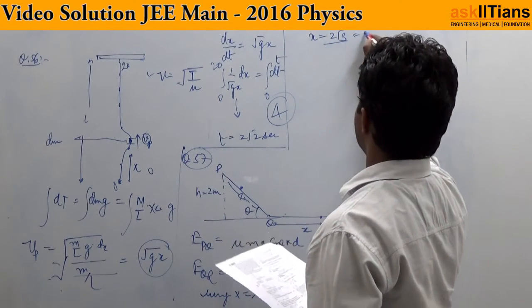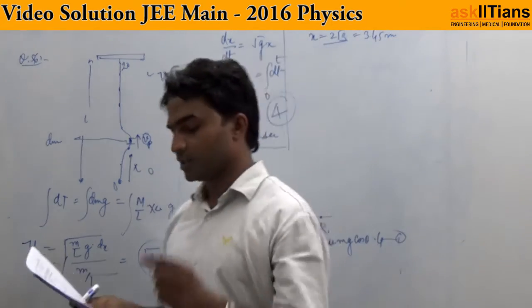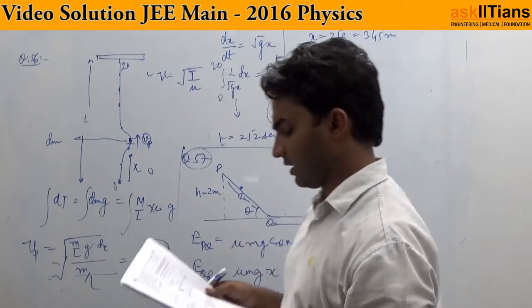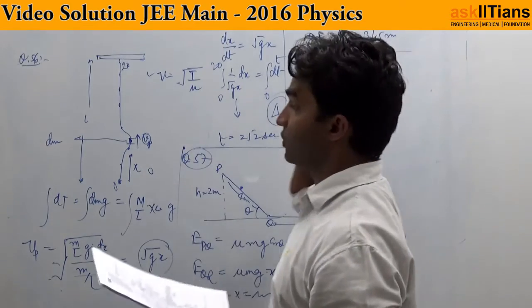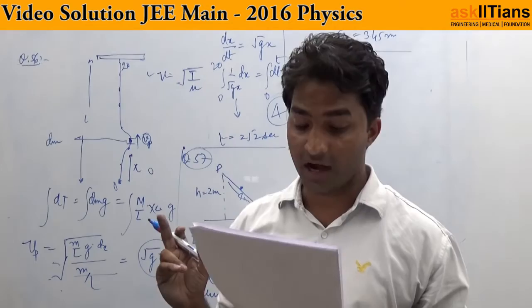So that is equal to 3.45. I have the mathematical equations written, that's why I am writing here. Now, first part is over. To find the coefficient of friction, another piece of data is given: it is just half of that.